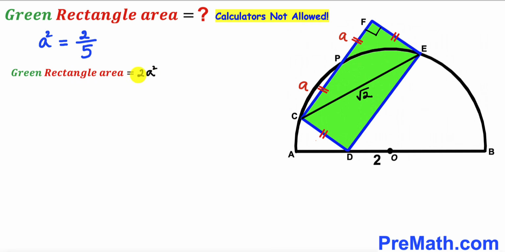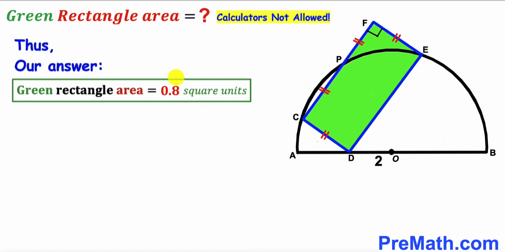And now we know that the green rectangle area is supposed to be 2 times a square. And our a square value is 2/5. So therefore I'm going to substitute that 2/5 value over here. So therefore let's go ahead and replace a square with 2 divided by 5. That is going to give us 4 divided by 5, and that is going to be exactly equal to 0.8 square units, the area of this green shaded rectangle.